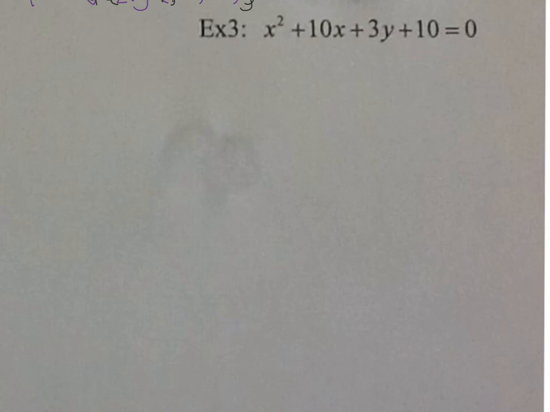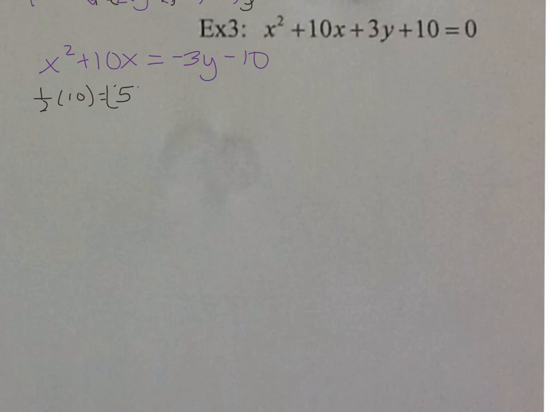All right, so I have x squared, I'm going to write it over here, plus 10x. Minus 3y from both sides, I get negative 3y, and minus 10, I get negative 10. Now let's complete the square. I want to do half of positive 10, which is positive 5, squared is 25, and I'm going to add that to both sides.